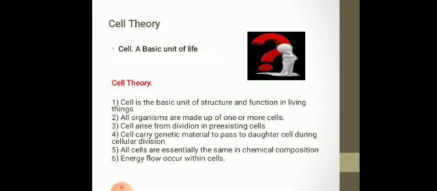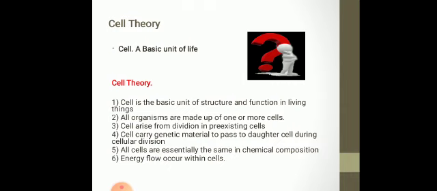Second, all organisms are made up of one or more cells. Why have we said one or more cells? Because you have studied that bacteria is made up of only one cell. There are many organisms that are unicellular. By unicellular we mean made up of only one cell. And there are many organisms that are multicellular. I will mention the example of bacteria. Bacteria is made up of only one cell. And we human beings are made up of millions and trillions of cells.